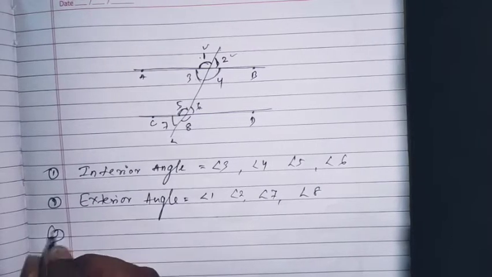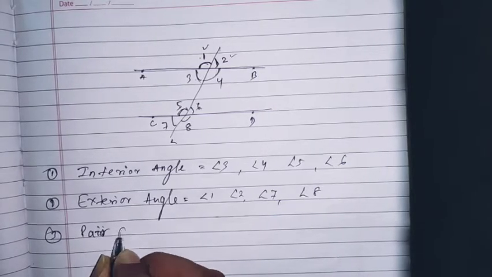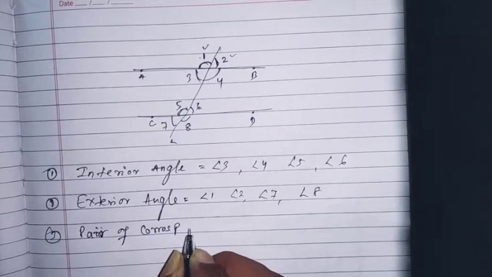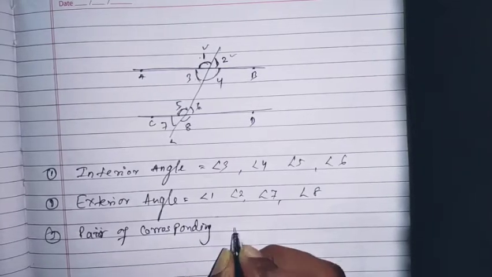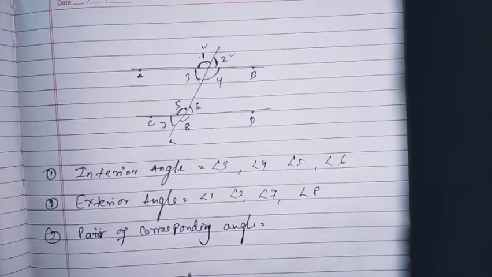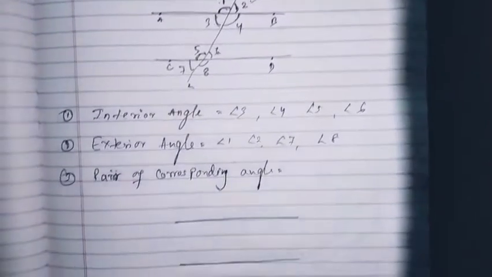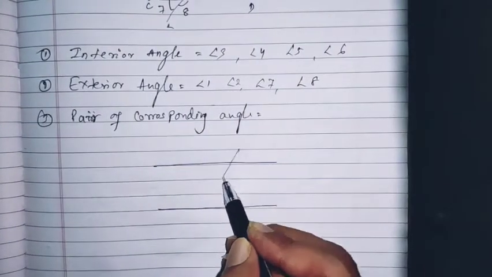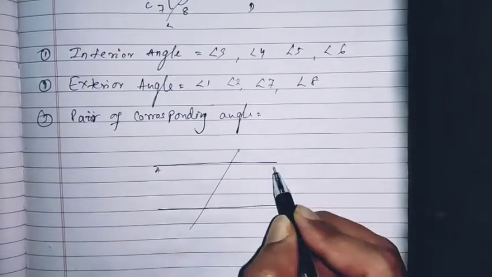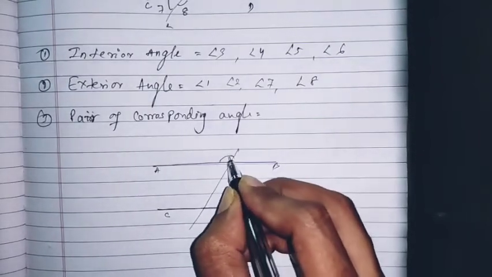Okay, so the third angle that is formed is the pair of corresponding angles. So what do you mean by corresponding angle? To make you understand, I will draw this diagram. Corresponding angle, pair of corresponding angles. Okay, so here we draw.